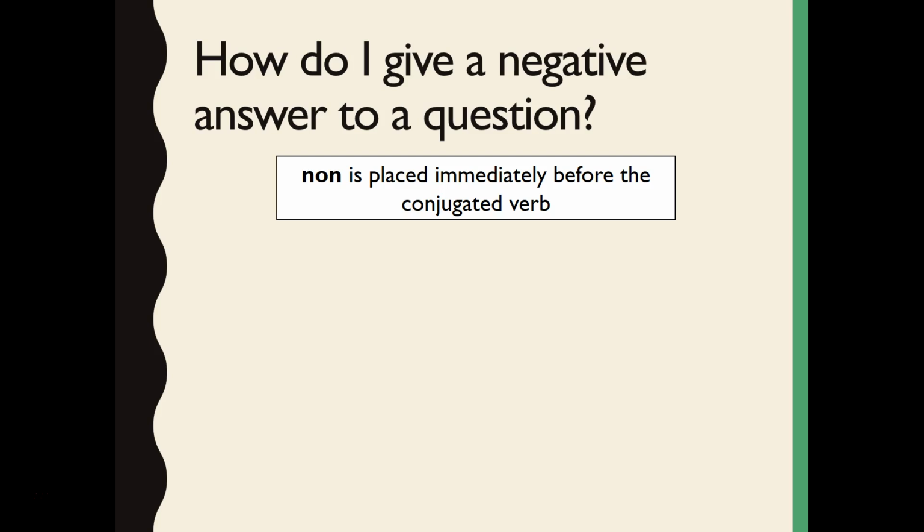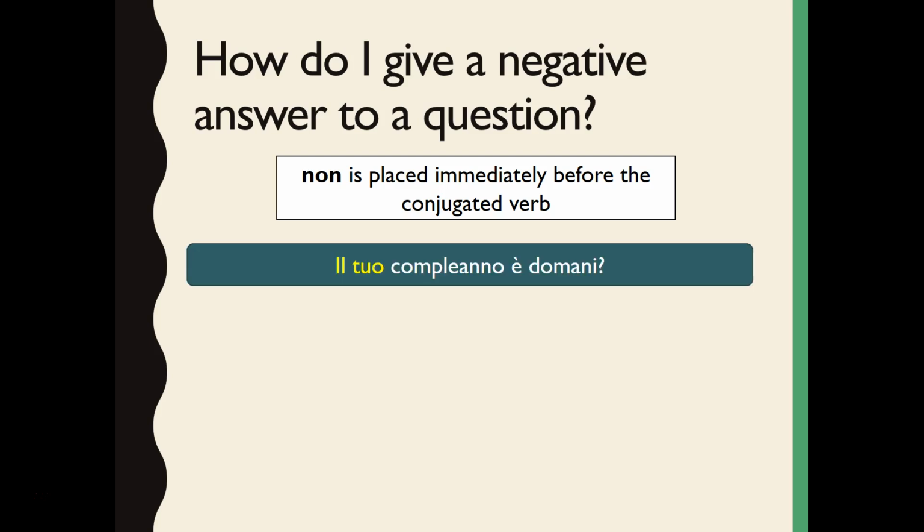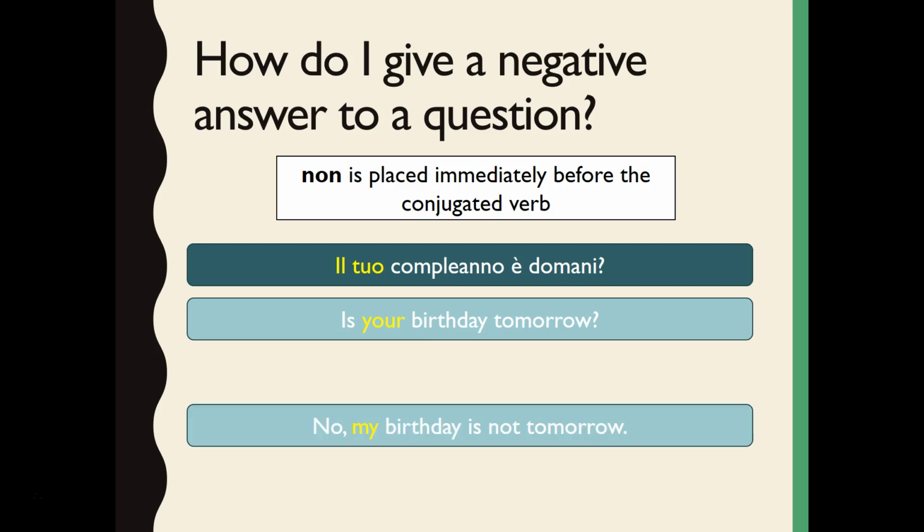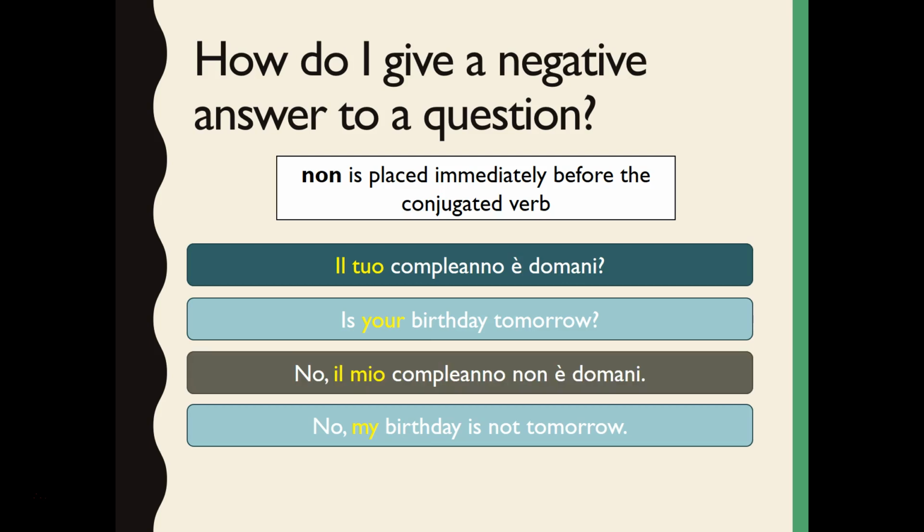One more example. Okay, so il tuo compleanno è domani? Is your birthday tomorrow? So if we want to change this, it's not the verb that's going to change this time, but the possessive adjective, the word for your. Because if we're going to answer this question, is your birthday tomorrow, in the negative sense, we're going to say no, my birthday is not tomorrow. And in Italian, this would translate to il mio compleanno non è domani. So the non still comes before the conjugated verb, but there are alterations that you need to make, and that's something you need to be mindful of when answering this type of question.